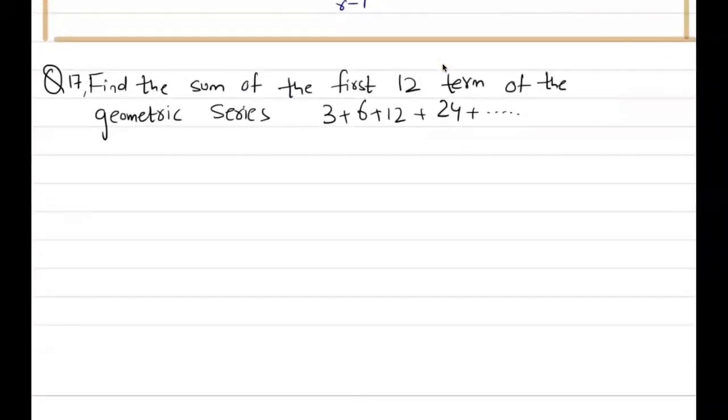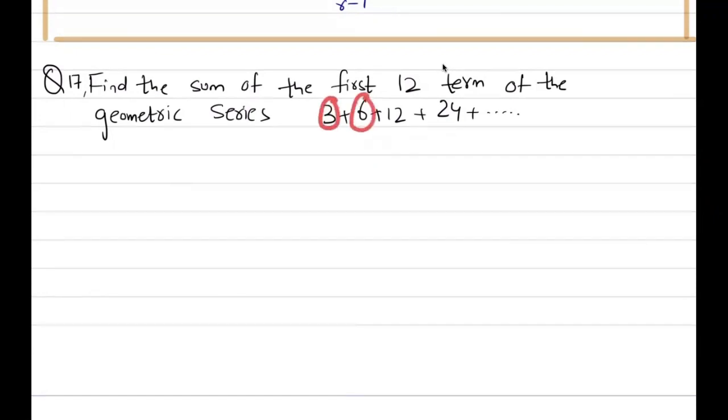So let's consider this question. Find the sum of the first 12 terms of the geometric series. Now the question has already mentioned that this is a geometric series. If the question would not have mentioned, how would we find that this is going to be a geometric series? What was the condition for the geometric progression? Common ratio is always the same. There's going to be a common ratio between the consecutive terms.